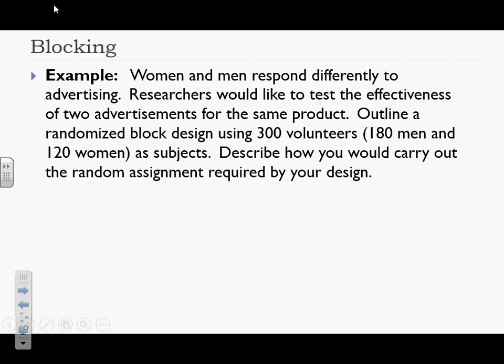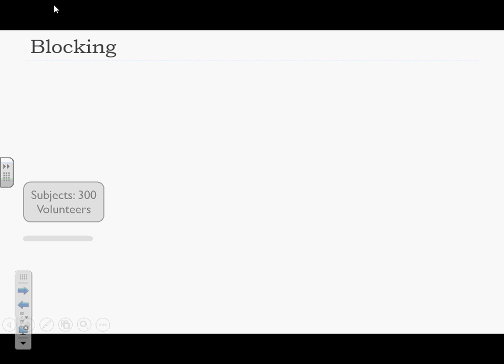All right, so let's take a look, see how you did here. So the first thing, we're starting out with 300 total volunteers. Okay, so you always start with the total number of subjects you're working with. So we have 300 volunteers that we're starting with.